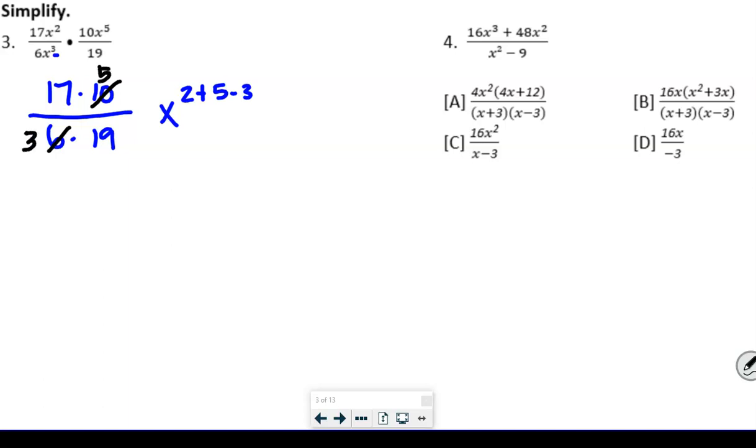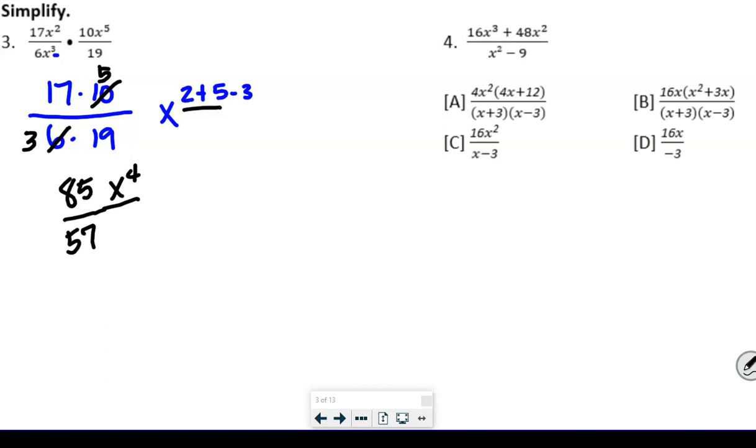Then we're going to just multiply 17 times 5, which is 85. And 3 times 19, which is 57. Now those can't be reduced anymore, right? And then we've got 7 minus 3, which is x to the 4th. So that's going to go on top, remember, because it's positive.